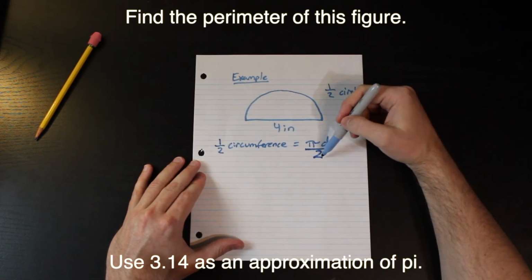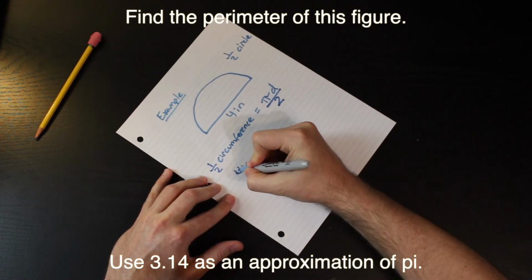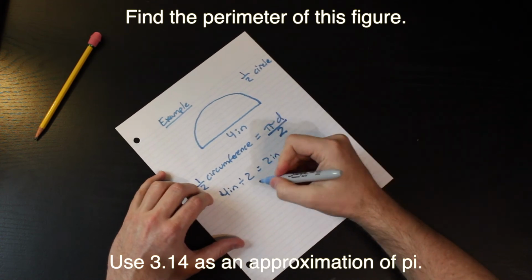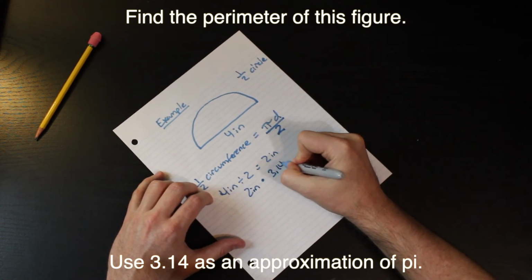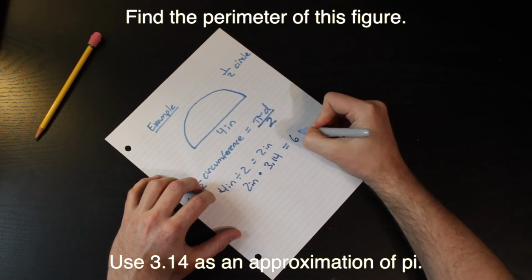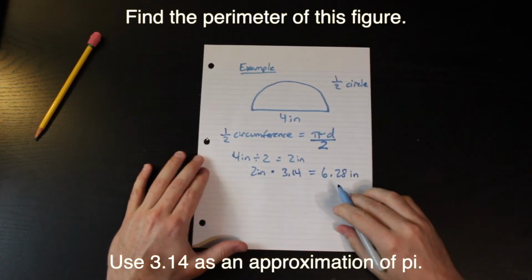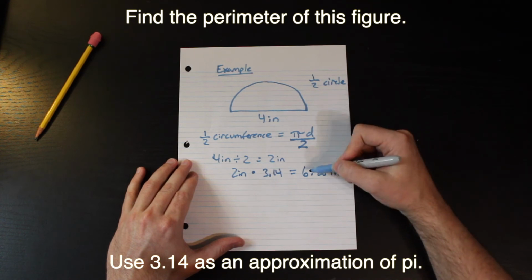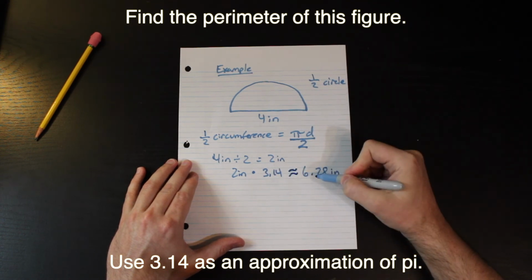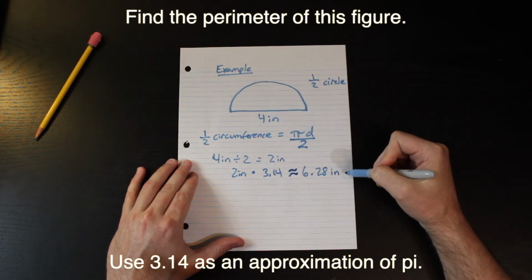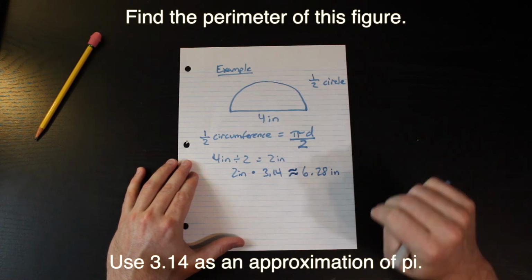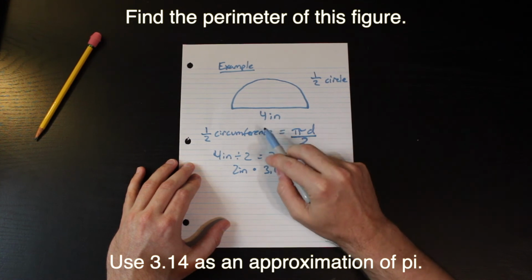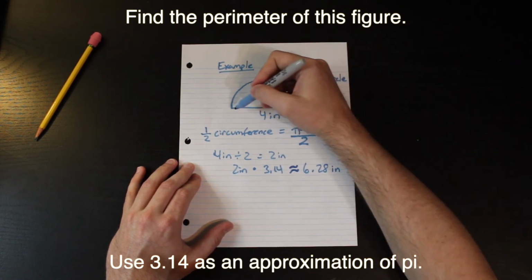Dividing the diameter by 2 gives us 2 inches. Now let's multiply that by 3.14. 3.14 times 2 is 6.28. The distance from here to here is approximately 6.28 inches. Now, don't forget to add this distance we just found to the length of our diameter.